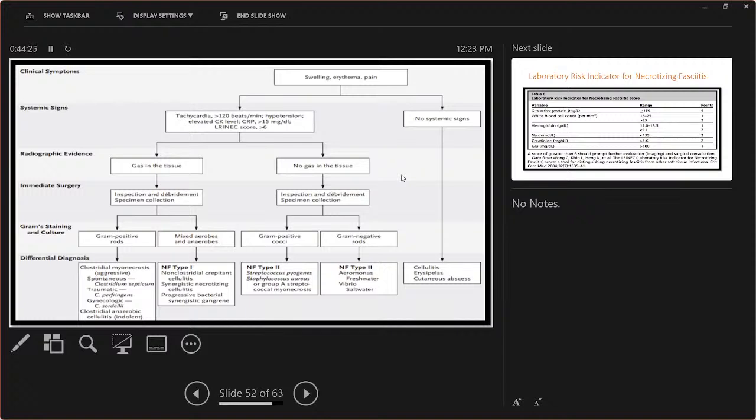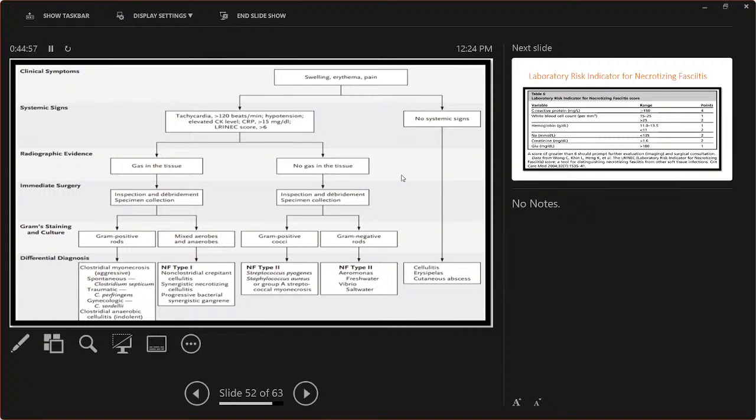Yes, sir. It was a little confusing, but we collaborated with radiology also. They found that he had pyomyositis. This is a table from NEJM, which basically shows again the same thing that I said: swelling, erythema, pain, that is basically soft tissue infection with systemic signs.